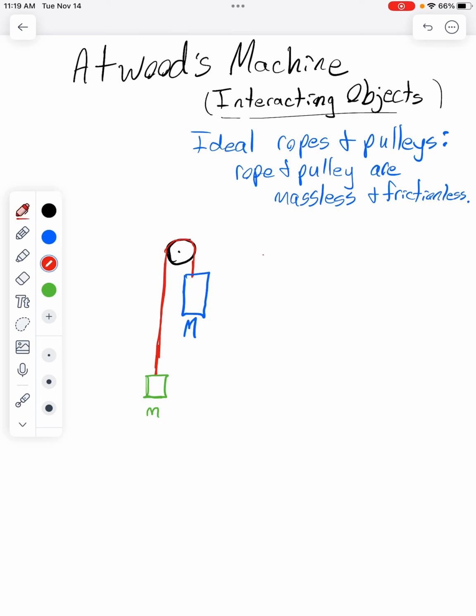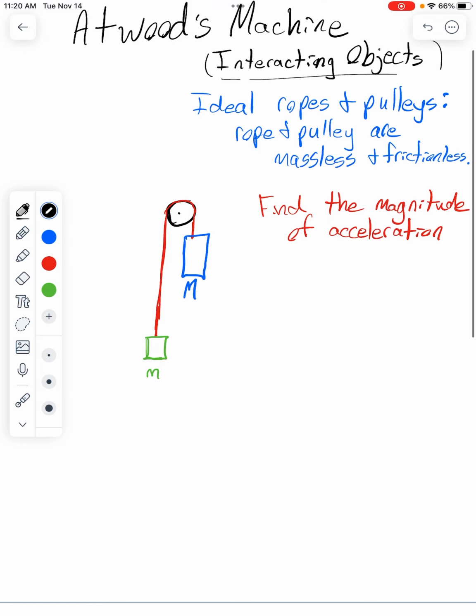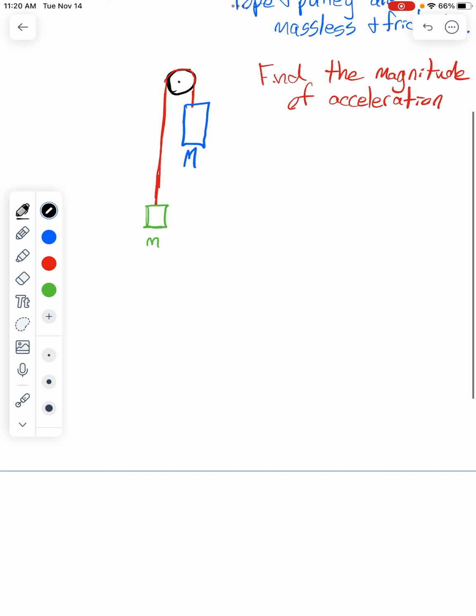So we are going to find the magnitude of the acceleration. And I'm saying magnitude because they're moving in different directions, right? The blue one has an acceleration pointing down, and the red one has an acceleration pointing up. So they're not going to have the same direction, at least in space, but they do have the same magnitude. And in fact, that's one of our constraints. But let's look at the forces on them first.